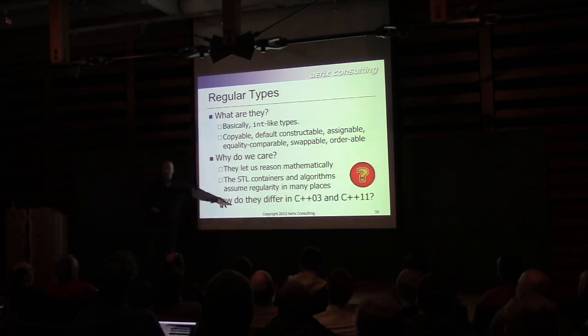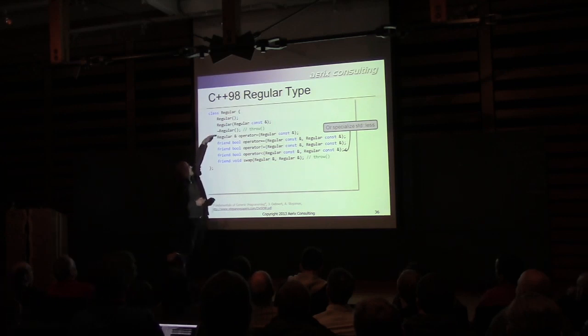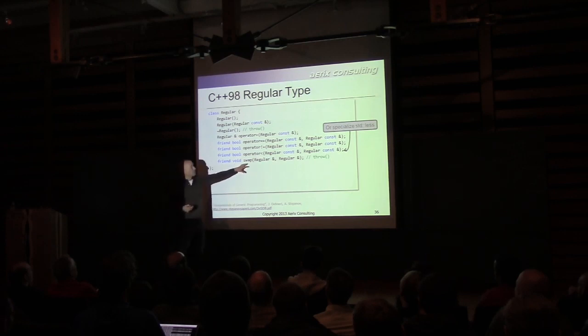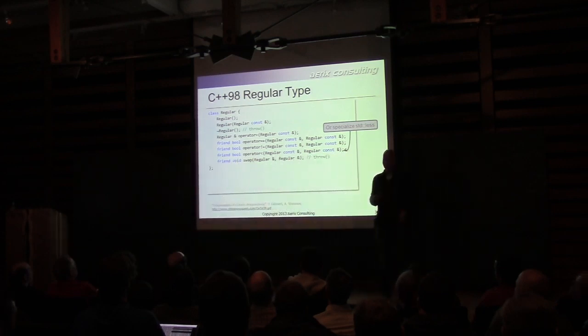How are they different? How have they changed in C++11? All right. Here's a C++98 regular type. You've got a default constructor and a copy constructor, and a destructor that better not throw. Assignment, equality comparison, less than comparison, right? Otherwise, I can't put this thing in a map. And swap, so I can efficiently do the swappy thing, and that better not throw either.